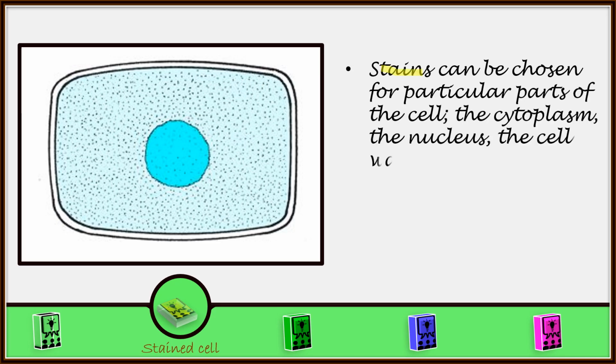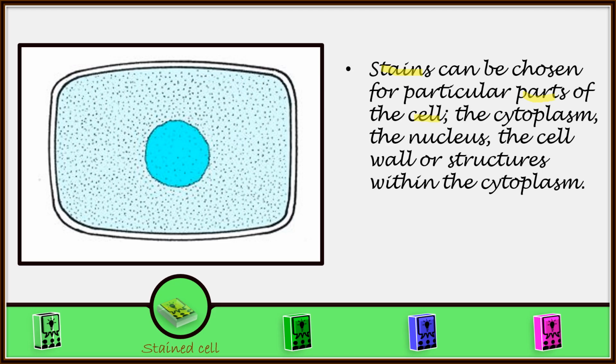Stains can be chosen for particular parts of the cell: the cytoplasm, the nucleus, the cell wall, or structures within the cytoplasm. So depending on the structure that is needed for observation or for study, it will determine the particular stain that can be used. There are stains chosen for the cytoplasm, and stains chosen for the nucleus, cell wall, and other structures within the cytoplasm.